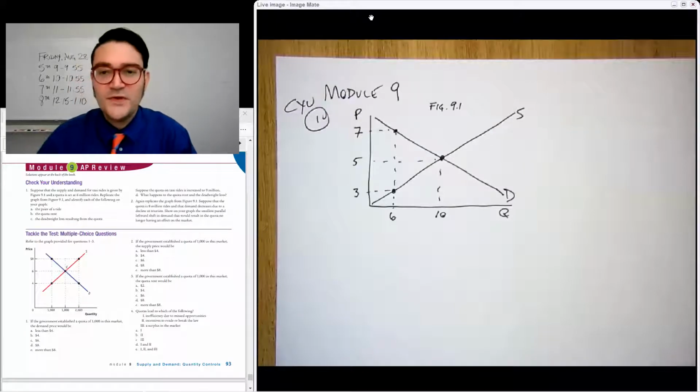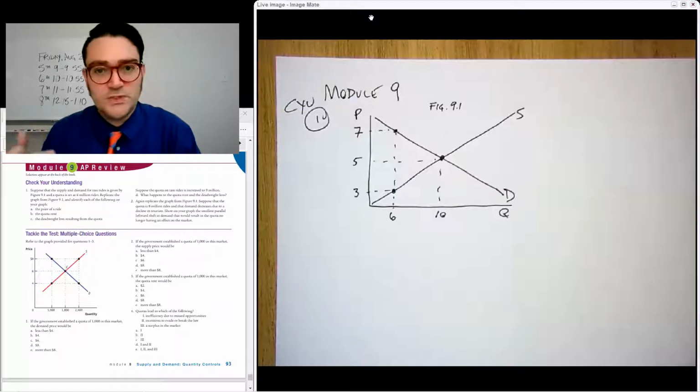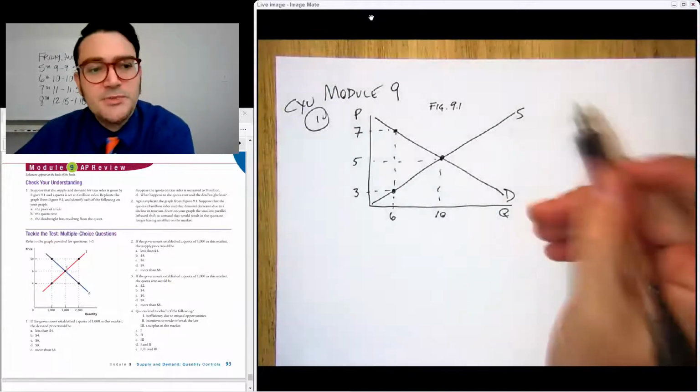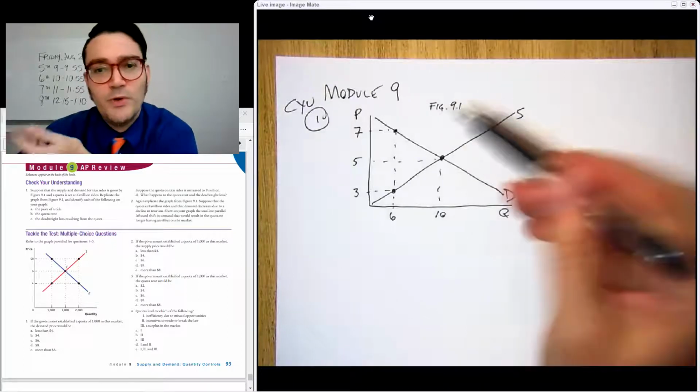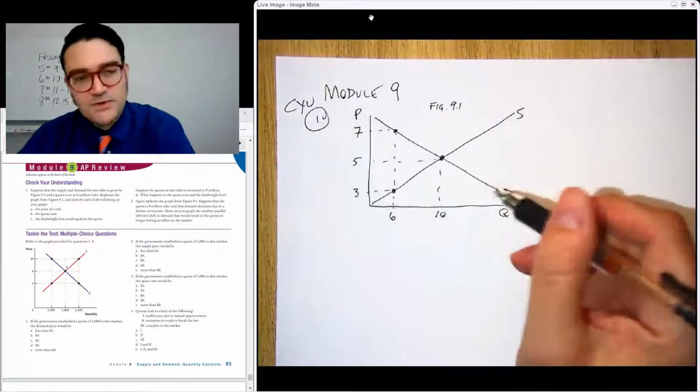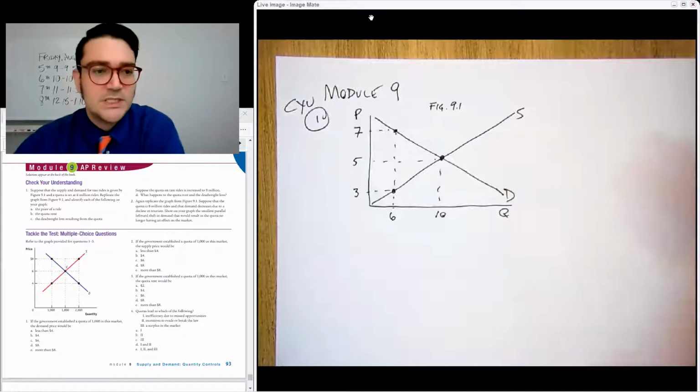Hi, everybody. So in this video, we're going to take a look at Module 9, which is about quantity controls or quotas. So check your understanding. Number 1 says replicate the figure 9.1 that's in the textbook. So you have to scroll back up to see what that one looks like.